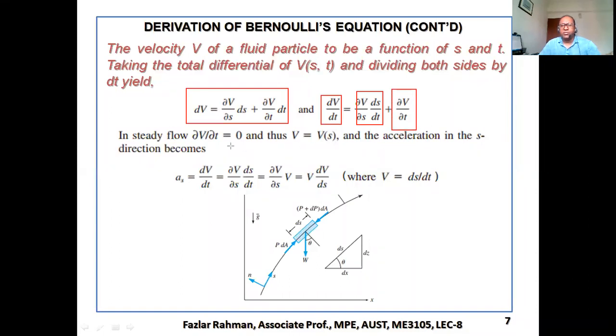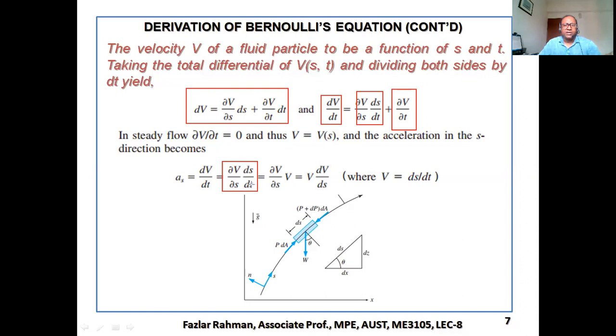So in steady flow, this ∂v/∂t will be 0, because this is the local velocity. So this is equal to 0. So v is now a function of s only. Okay. So what is dv/dt? Actually, acceleration. So acceleration equals dv/dt, equal to this value we are getting from here.